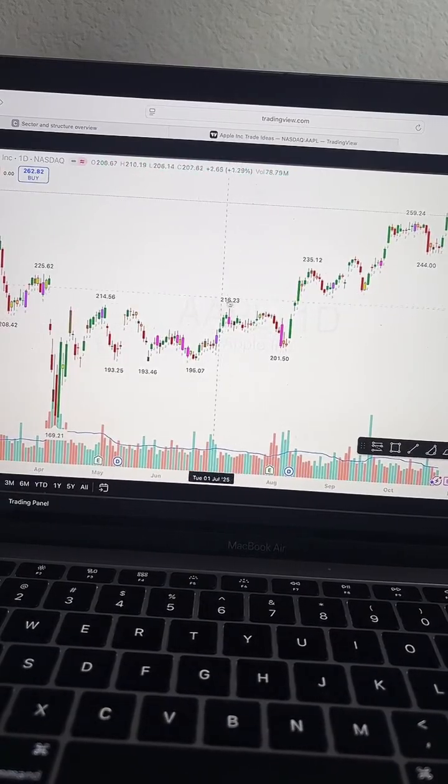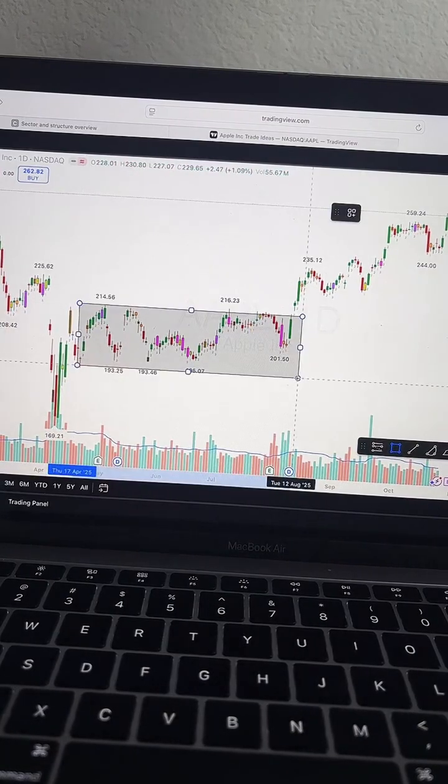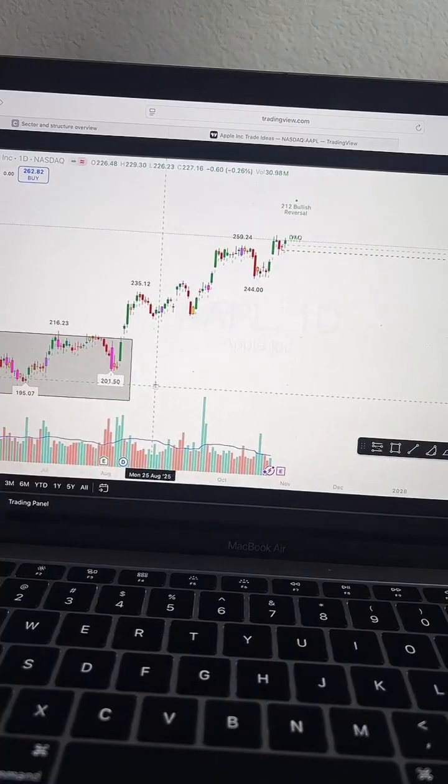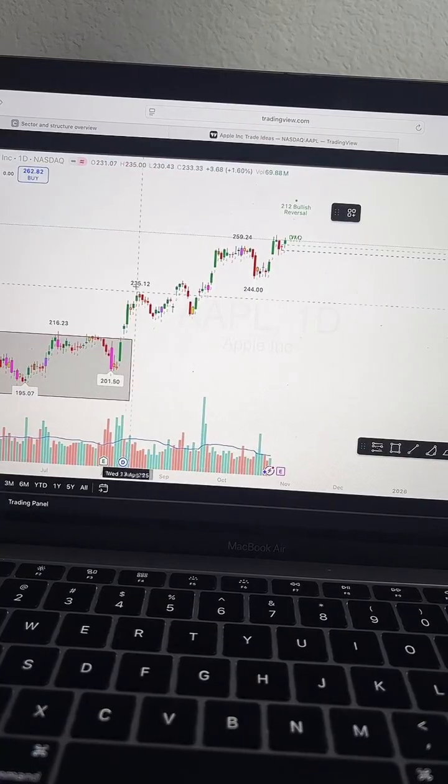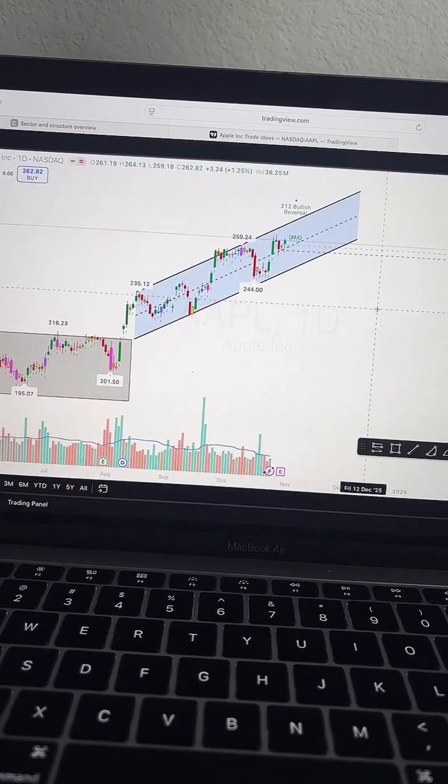We broke out of this level and made a new high up here. So we broke this consolidation range. Just do a quick box for visual. We broke out of this consolidating range and we formed an uptrend. So I can mark from this swing high and you just connect it to the next one. Click it and then drag it down. There's your market structure. Uptrend for Apple.